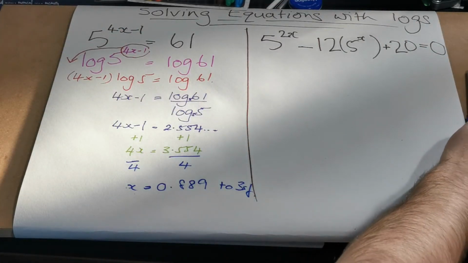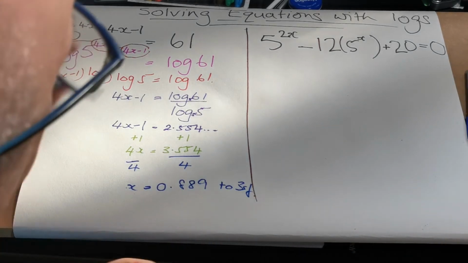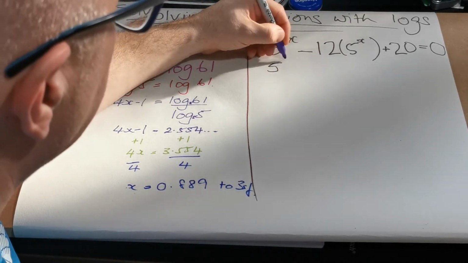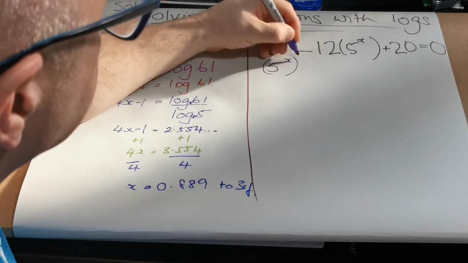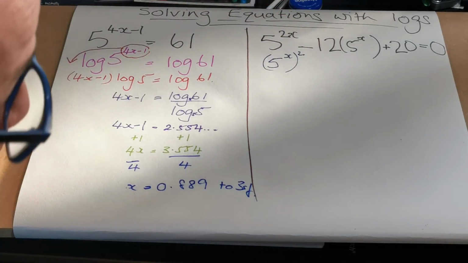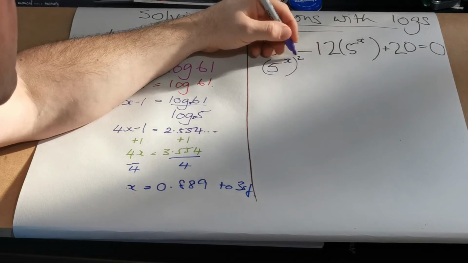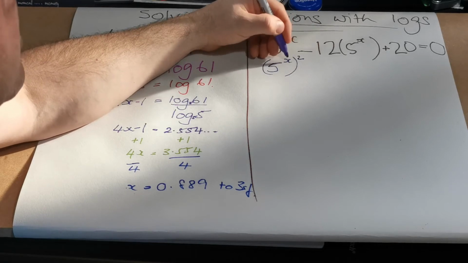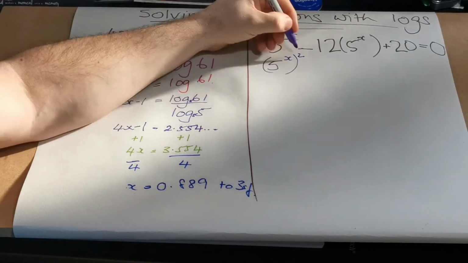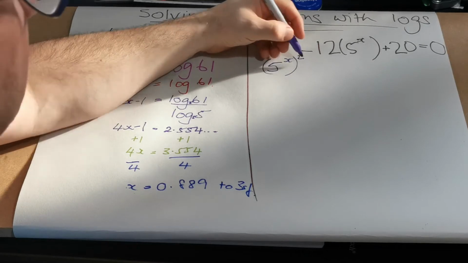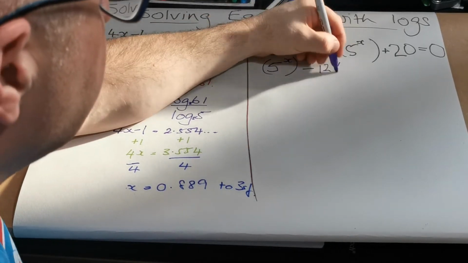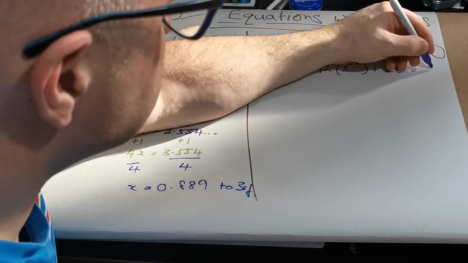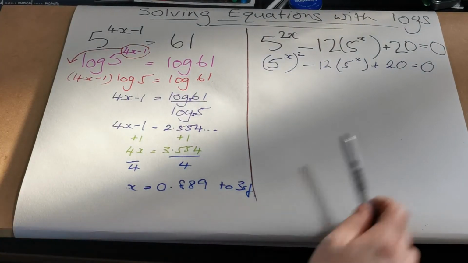Jumping out at me on this question is a quadratic. Now I just want to address this for the moment. That is the same as saying 5 to the x squared. So remember, when you take a power of a power, the powers times together. This isn't 5 to the x squared, this is 5 to the 2x, which is what we've got there, because the 2 and the x times together. Power of a power multiplied. Minus 12, 5 to the x, plus 20 equals 0. So that's the first thing we need to recognise.